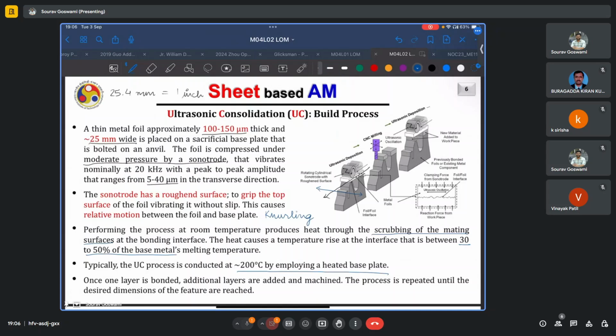Once the layer is bonded, additional layers are added and the undesirable regions are machined using this CNC milling step. The process is repeated until the desired dimension of the feature are reached. So here we are seeing the buildup of this complex structure. In each layer, the sheet is added. The sonotrode moves along it to bond the sheet to the previously deposited material. Then you have this CNC milling cutter, which is removing all the undesirable regions, and then the next layer is also added.